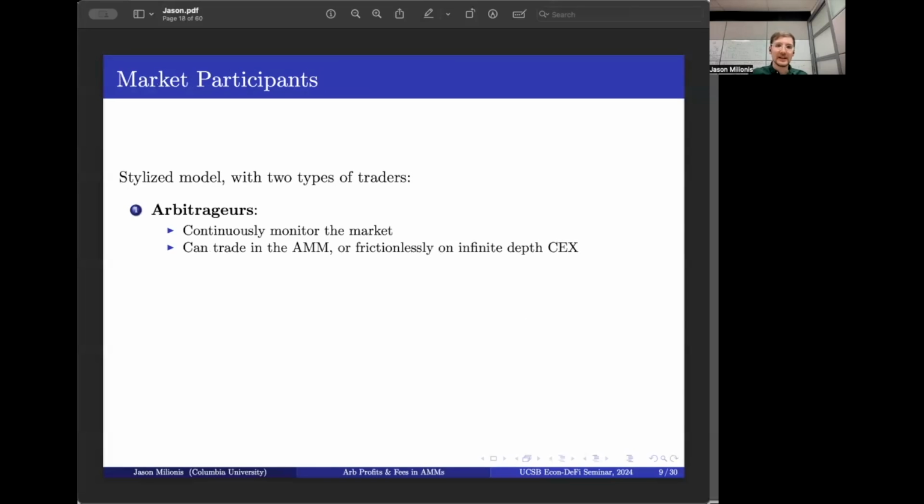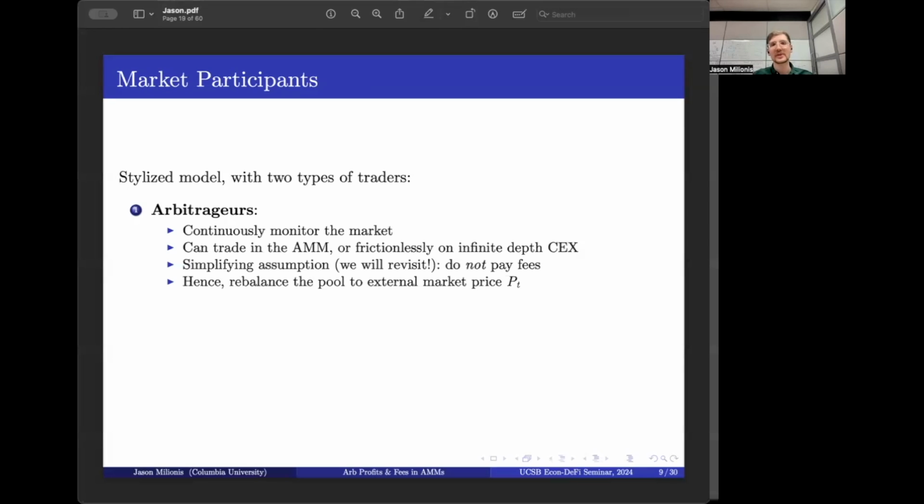Now let's examine in the model what participants we're going to have in this market that we're building. We consider a stylized model where we're going to have 2 types of traders. First of all, we're going to have arbitrageurs. What these people do is that they continuously monitor the market, and they can either trade on the AMM or they can frictionlessly trade on some infinite depth centralized exchange.